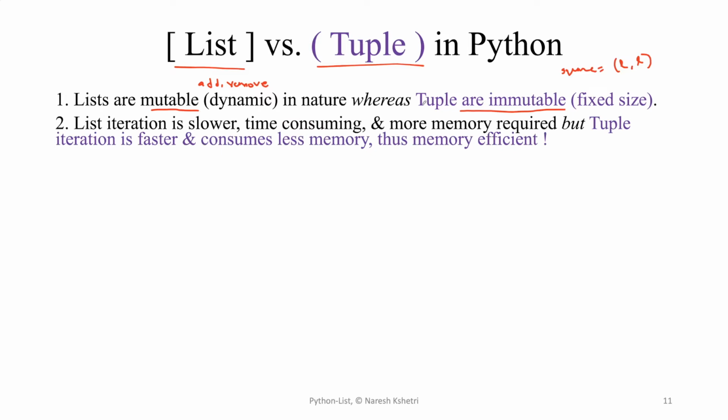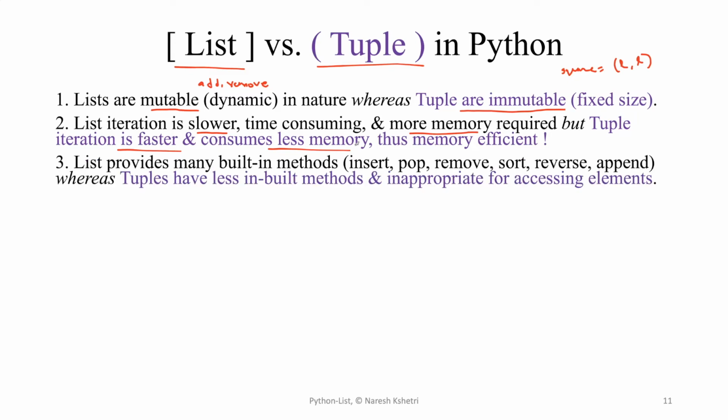The second thing is that while adding or removing elements, the iteration is always slower in a list compared to a tuple. It consumes a lot of time, and due to that effect we need more memory. On the contrary, in a tuple the iteration is faster because we don't have to do so much adding and removing. Tuples are used when your data doesn't have frequent changes to be done, which means it consumes less memory and is obviously memory efficient.